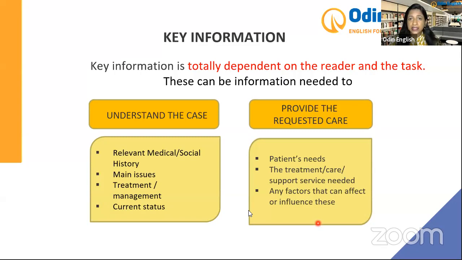Another set of information is all the information that is needed by the reader to provide the requested care. You're not writing for fun, right? You are writing for a support service or a treatment from the reader. So you have to include all the information that might be needed for the recipient to provide that care. These include the patient's needs, the treatment or the support services needed, and any other factors that can directly or indirectly influence this care.